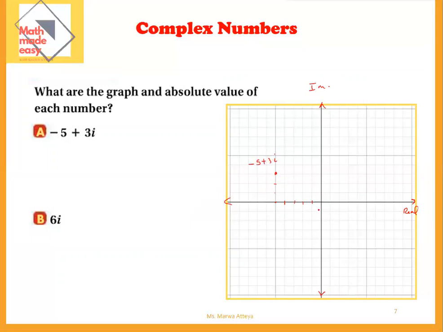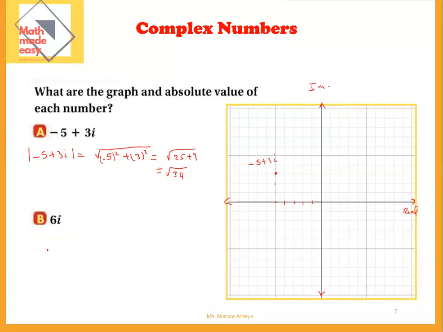If I want to find its absolute value, it means I want to find the distance between this number and the origin. So the absolute value of negative 5 plus 3i is equal to the square root of negative 5 squared, sorry, plus 3 squared, which is the square root of 25 plus 9, which is radical 34.